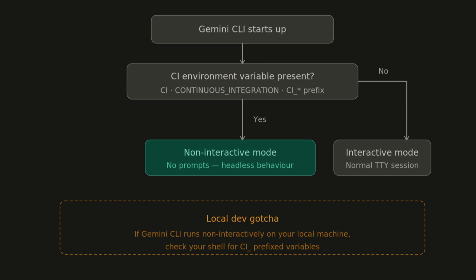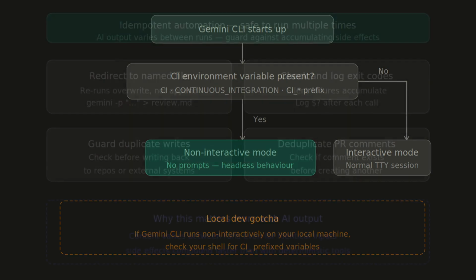It means you don't need to do anything special to trigger non-interactive mode, but it can cause unexpected behavior in local development if you have any CI_ prefix variables set in your shell. If Gemini CLI unexpectedly runs non-interactive on your local machine, check for those variables.